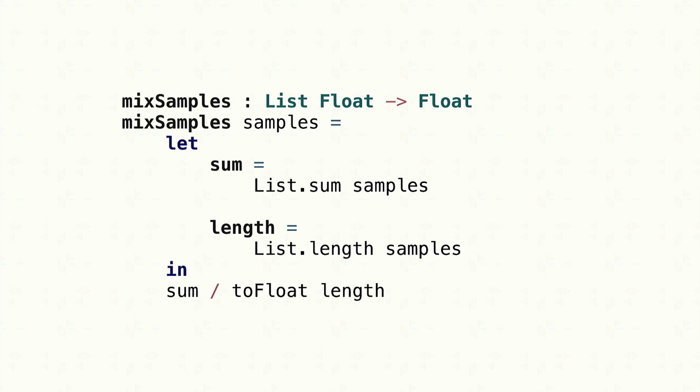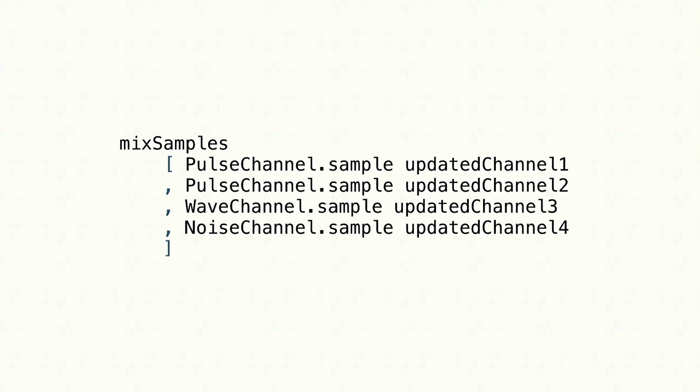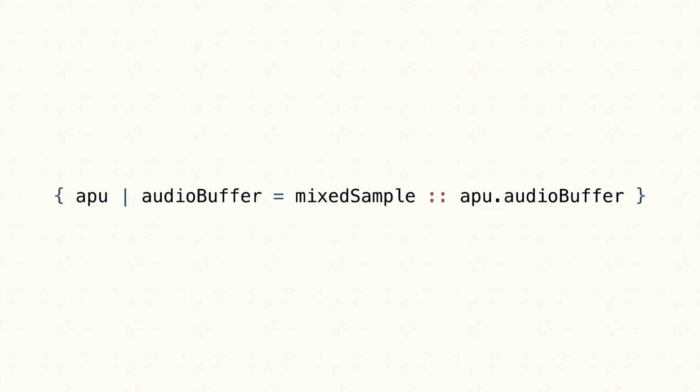And you might be surprised that this is just the average of all values inside this list. And that's actually what my emulator does. This is all we need to mix the samples together. And we use it like this. So every 22.7 microseconds, our sample rate, we sample all the channels and create one new mixed sample out of them. We then prepend the sample to the head of our audio buffer that we have seen in the beginning of this talk. And we are ready for playback.